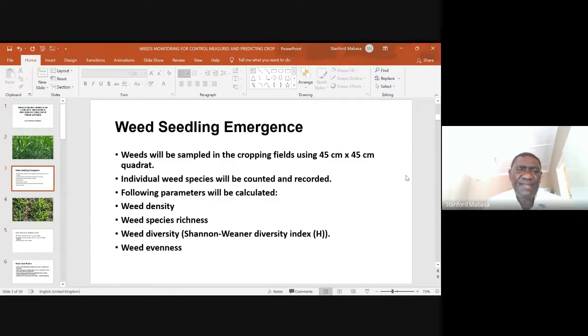We can also calculate the following parameters: weed density, weed species richness, weed diversity, Shannon-Wiener diversity index H, and the weed evenness. Even with insect pests, we can also calculate similar indices: insect density, insect species richness, insect pest diversity, insect pest evenness, something like that.